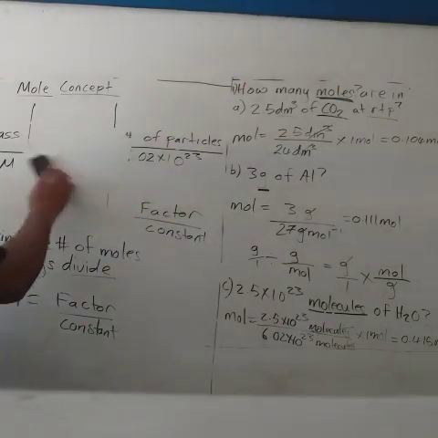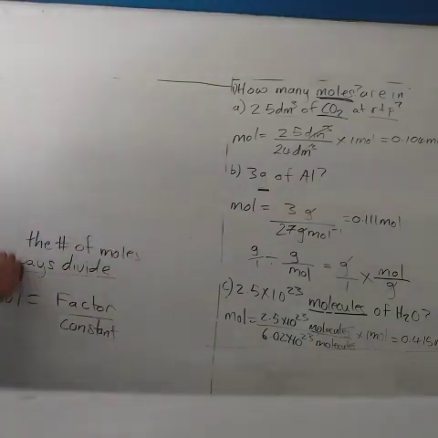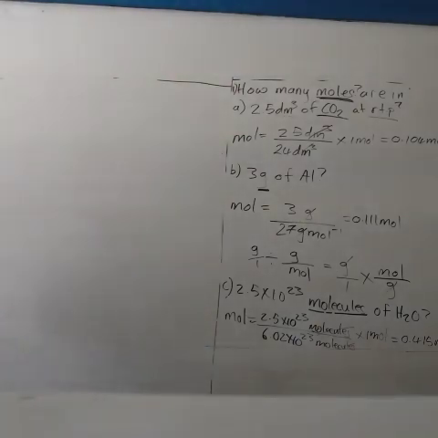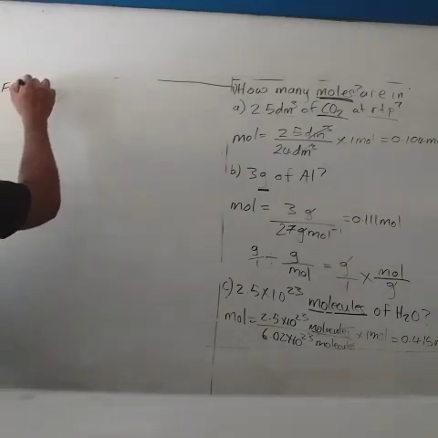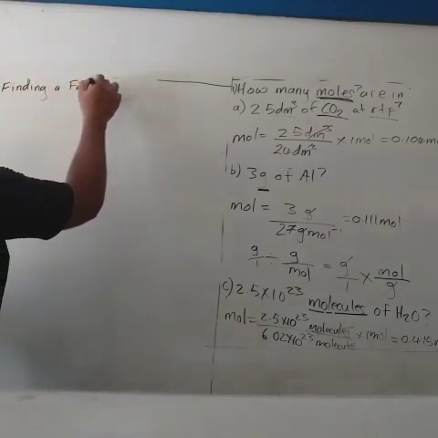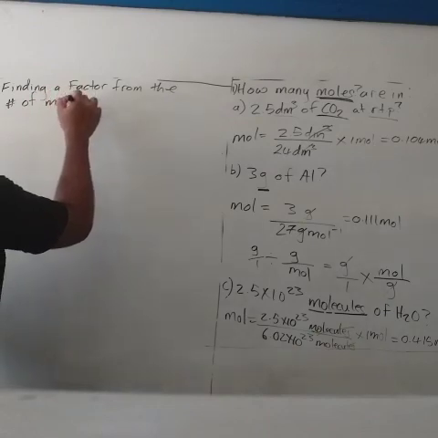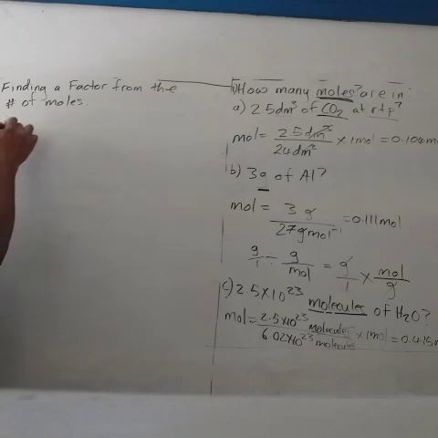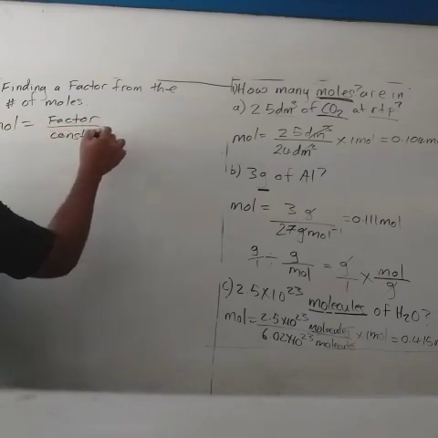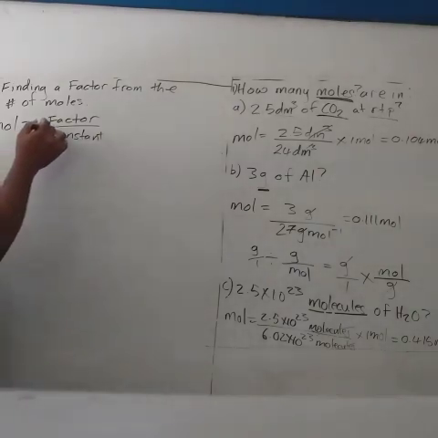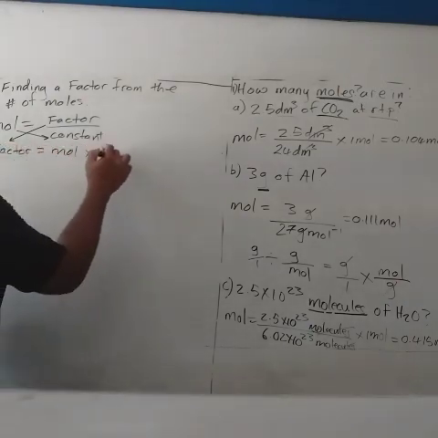The second scenario though is finding a factor from the number of moles. So if mole is equal to factor divided by its constant, then as you can see, if you want to find the factor, it will be mole times constant.